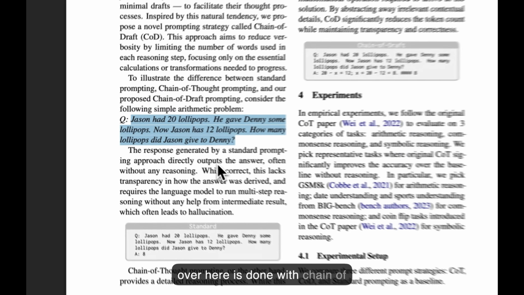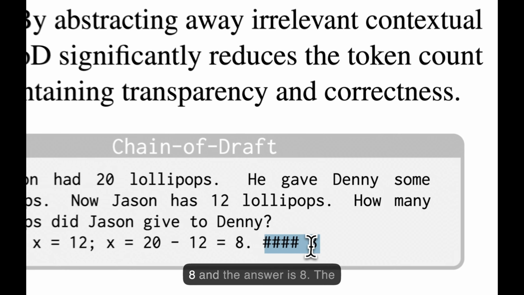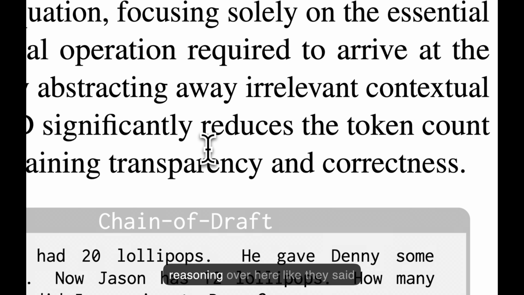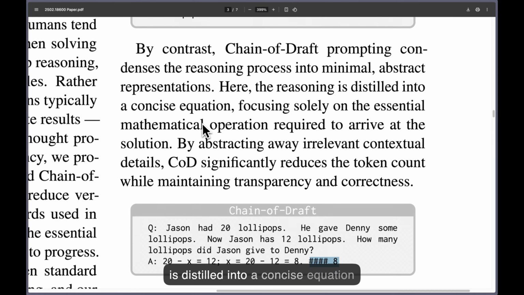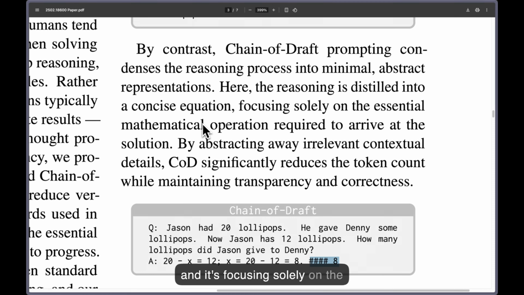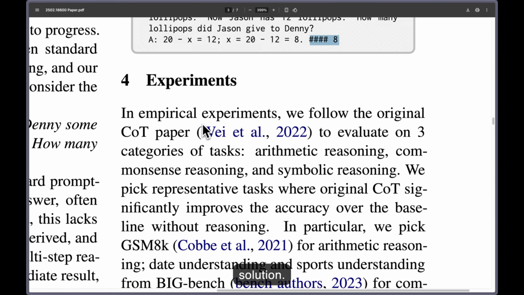Now the same task over here is done with chain of draft. Let me just zoom in a little. Over here we can see that chain of draft is very to the point. Jason had 20 lollipops, the question is there, 20 minus x is equal to 12, x is equal to 20 minus 12 is equal to 8, and the answer is 8. The reasoning over here, like they said, is distilled into a concise equation, focusing solely on the essential mathematical operation which is required to come to the solution.